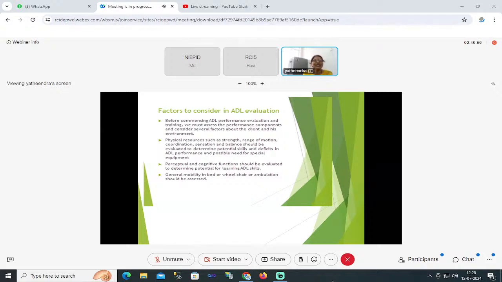Then, need for special equipment. If the child has tightness in the wrist joint or poor hand grip or poor finger grip, we can suggest adaptations for holding a spoon or brushes and other equipment. Then perceptual and cognitive functions should be evaluated. It is very important: tactile perception, auditory and visual perception, spatial perception, the sensation of coordination in distance, then cognitive functions and understanding. The person should follow our instructions and understand them. It should be evaluated, which is the potential for learning ADL skills. Then general mobility in bed or wheelchair or ambulation should be assessed.